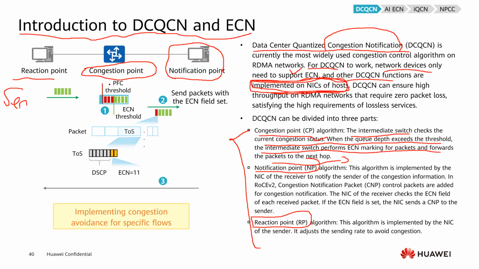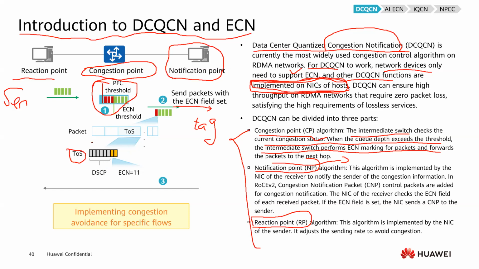You can see here on the CP middle device, you can configure the ECN threshold, and if the packet exceeds the ECN threshold, it will send the packets with the ECN field set. It's just a tag, okay? Just a tag, and this tag is located in the IP ToS field.